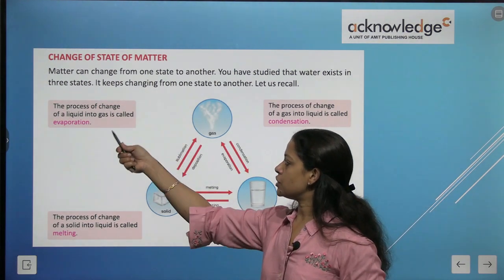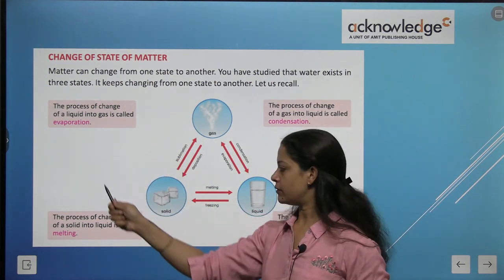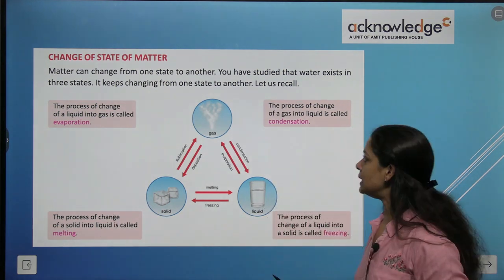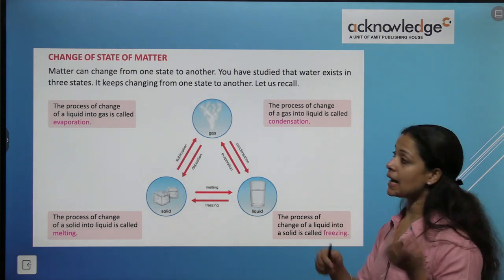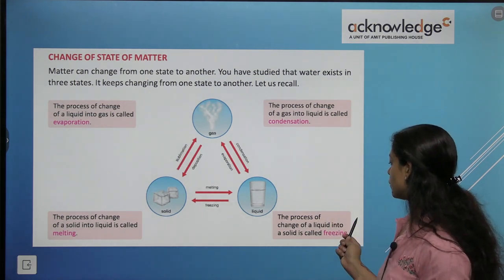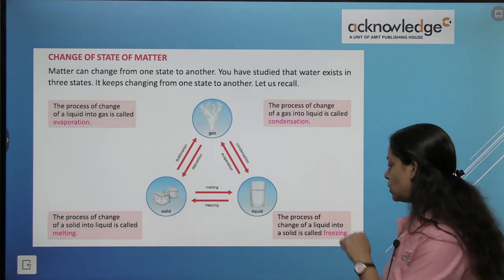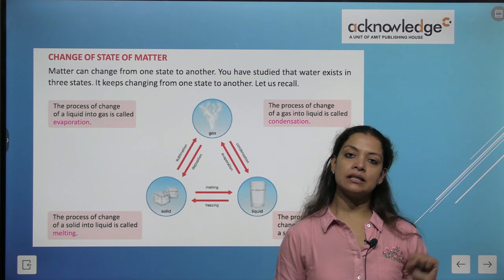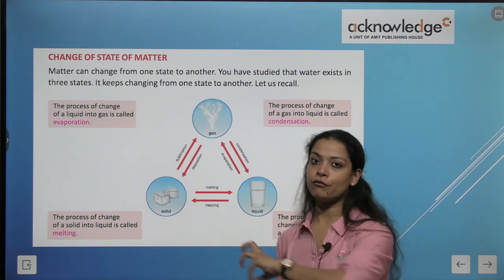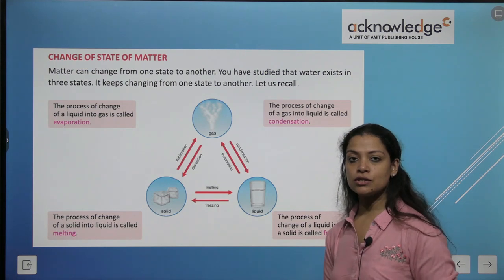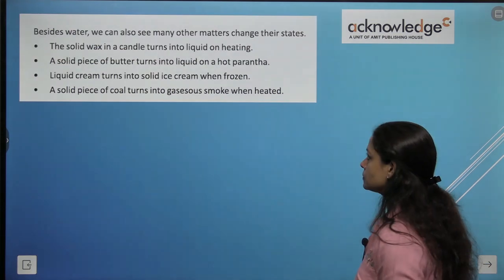The process of change of a liquid into gas is called evaporation. Process of change of a solid into liquid is called melting. Process of change of gas into liquid is called condensation. And process of change of liquid into solid is called freezing. So whenever you change the temperature or conditions, the state of matter also changes. Correct? Now you understood how the change of state of matter happens.